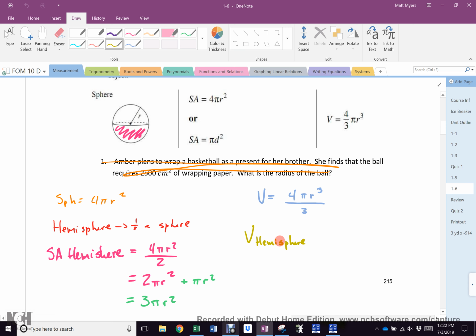So the volume of a hemisphere should be 4 pi r cubed over 3, but only half of that, right? Everyone agrees? So how do I make this half? I multiply by a half, which gets me 4 pi r cubed over, what's 3 times 2? 6. What should I do with 4 and 6?